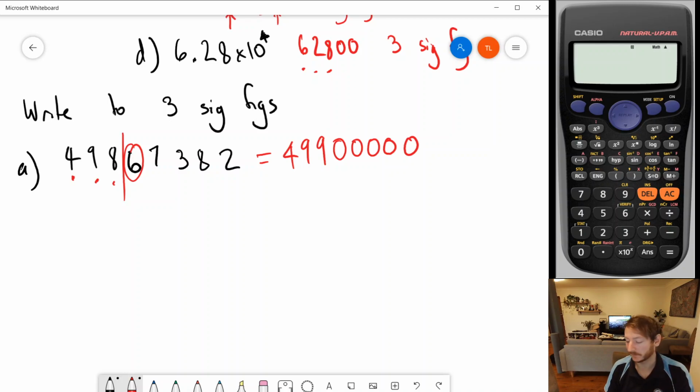So I've rounded that off. These are the significant ones. The rest of these zeros are just telling us how large this number is. Let's have another go.